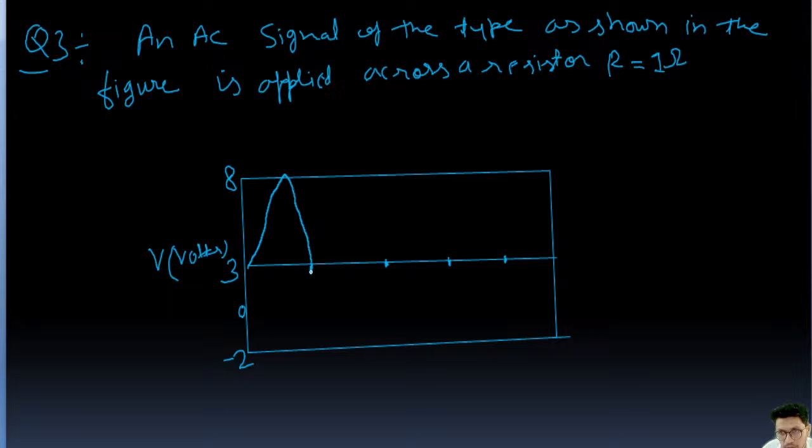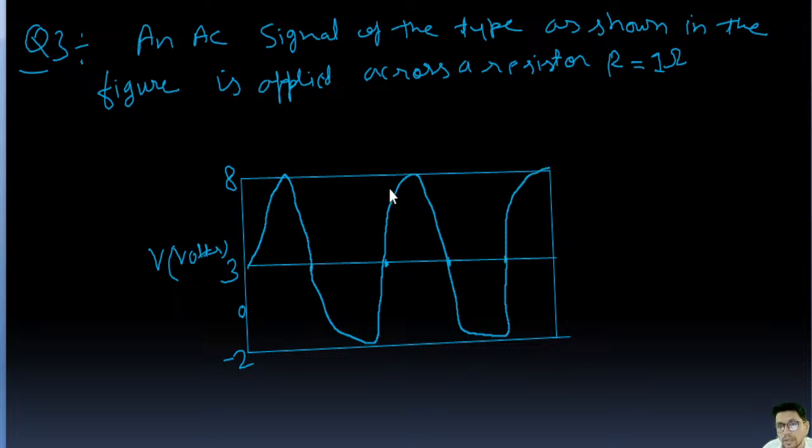So this is like this. Okay, AC signal. Consider like this. So this is the graph of the AC signal. Some figure is not exactly the same, but this is the AC signal which is given. This is V and this is time t. The graph is between V versus t.